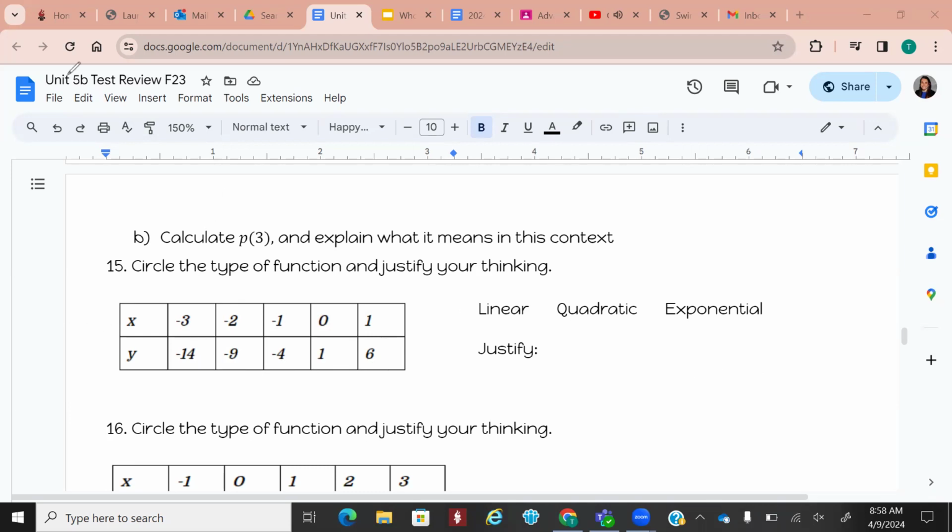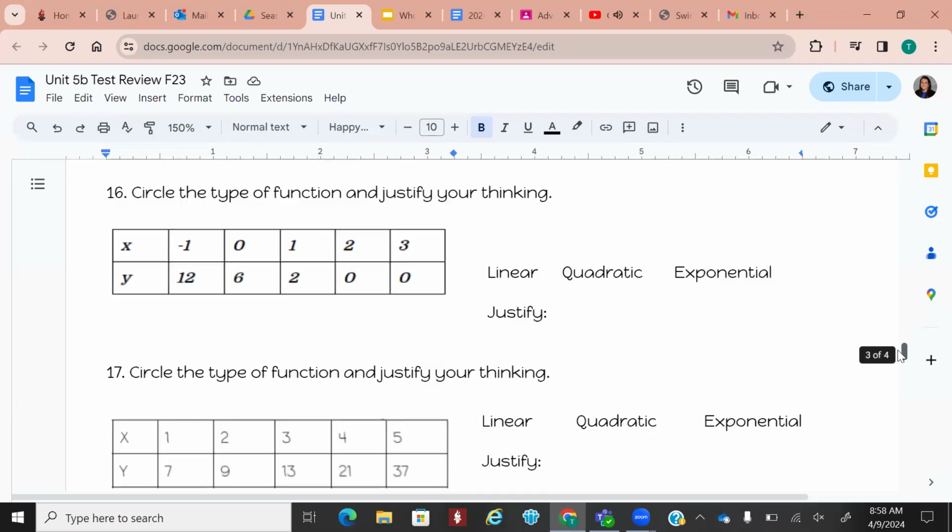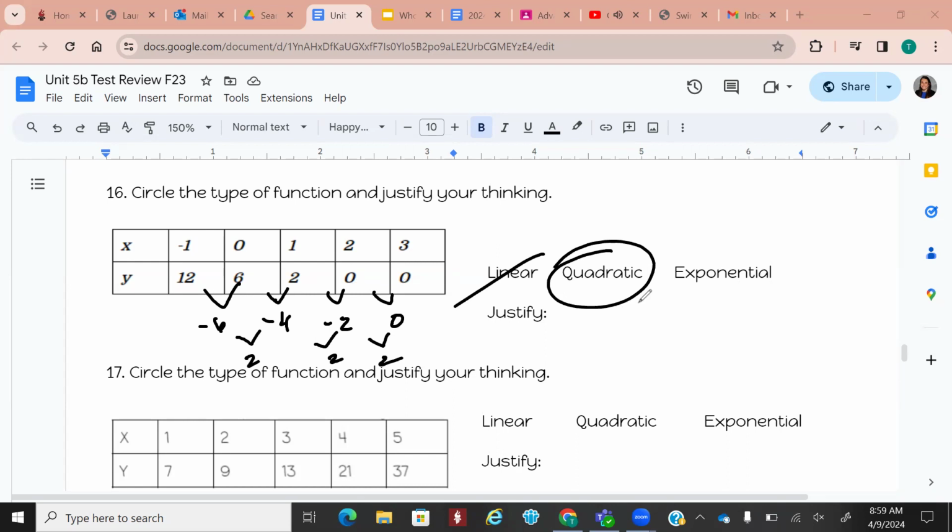Okay. On the next one, the first difference, this goes down by 6, this goes down by 4, this goes down by 2, this goes down by 0. So the first difference is not the same. It's definitely not linear. This has a difference of 2. That's going to be quadratic. So the second difference is the same. It's going to be quadratic. Questions on that? Okay.